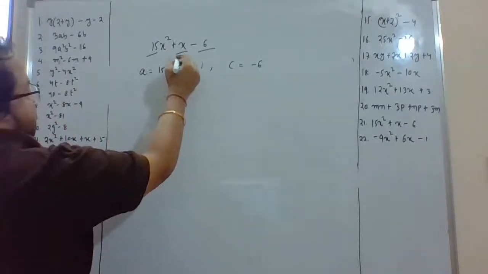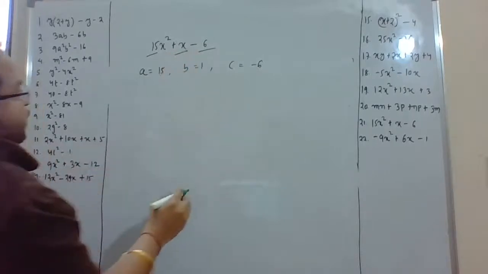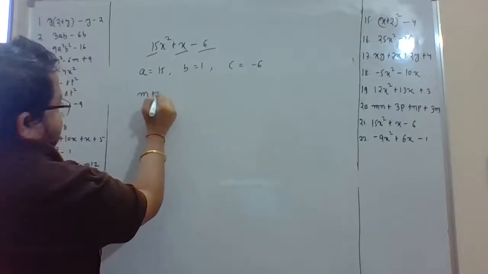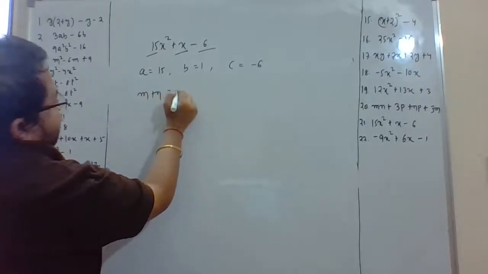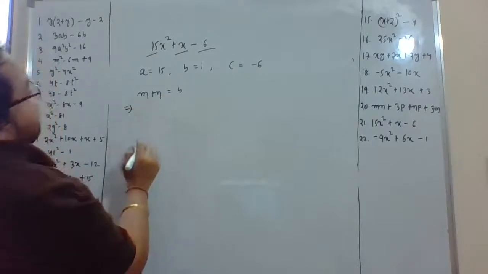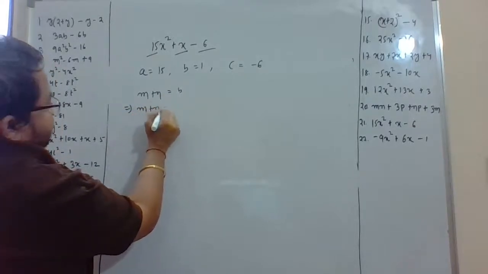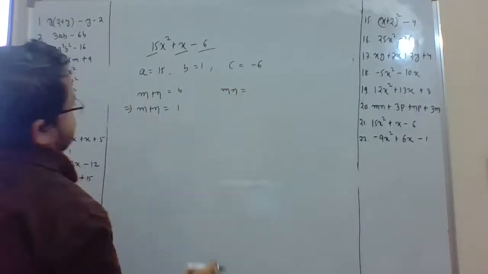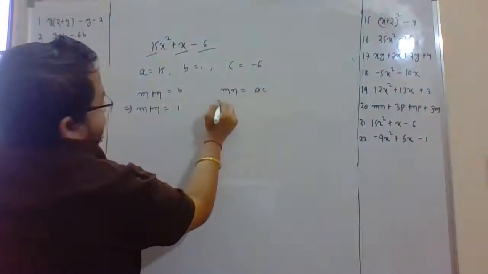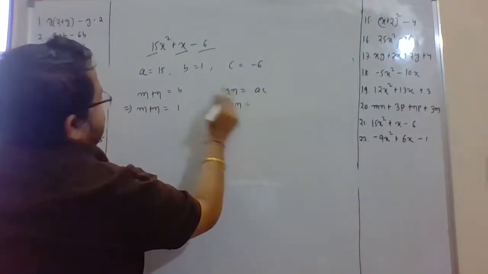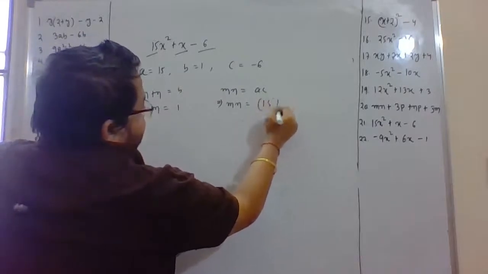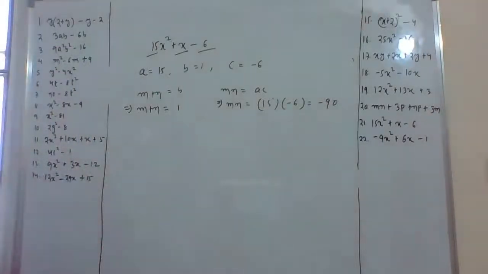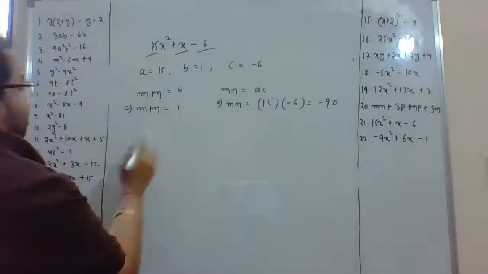Now we want to express the middle term as a sum of two terms, m and n, such that m plus n equals b. So m plus n is b, which is 1 here, and mn is AC, where A is 15 and C is minus 6, that is minus 90. So m plus n is 1, mn is minus 90.